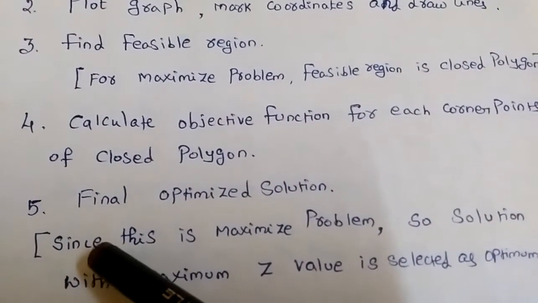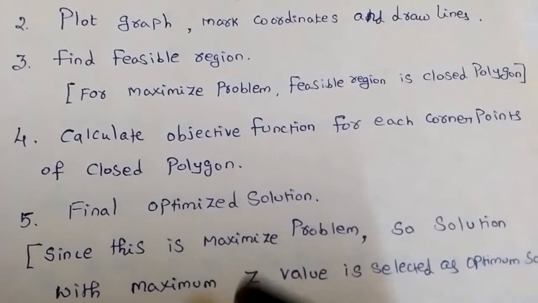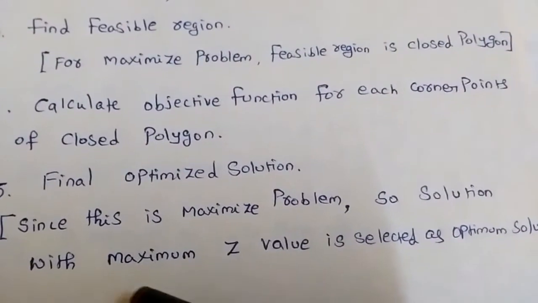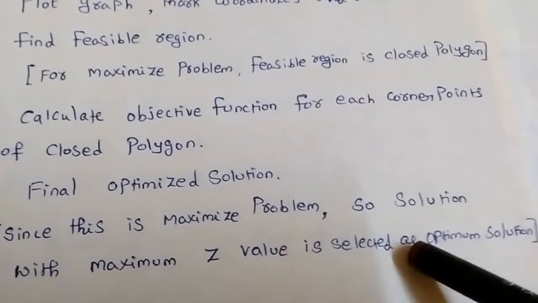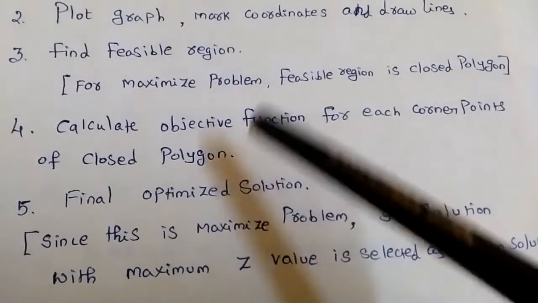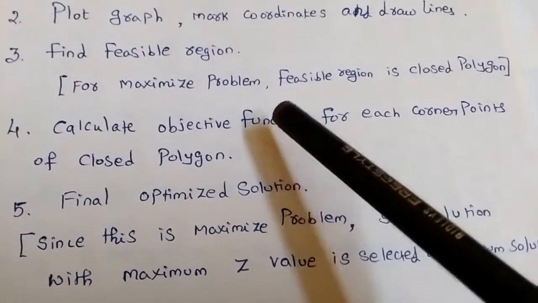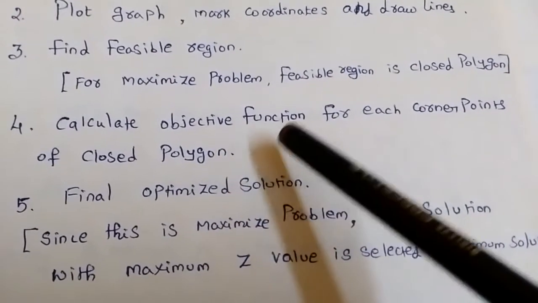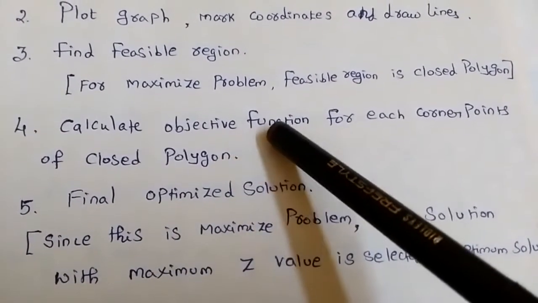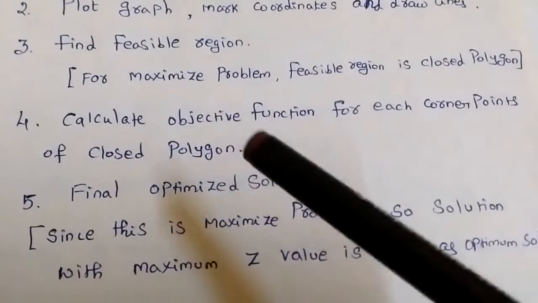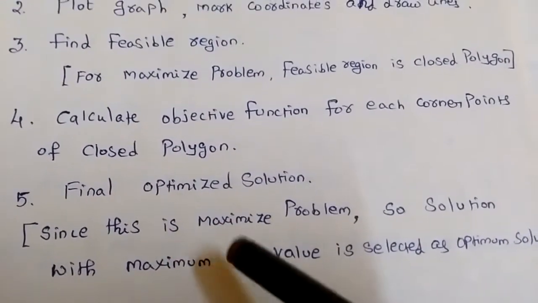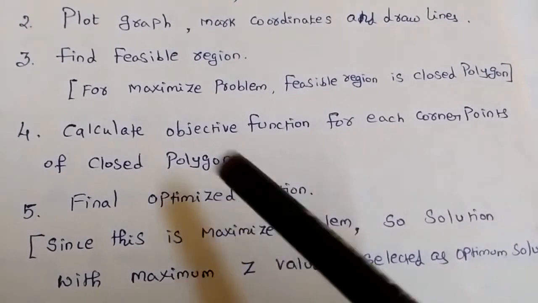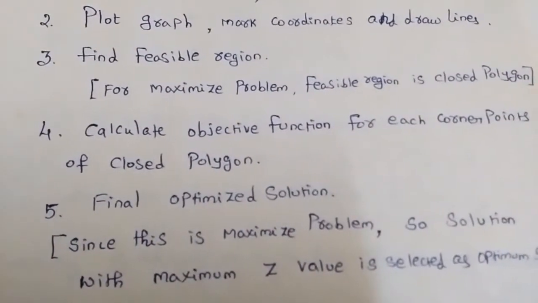What is the condition here itself? Since this is a maximize problem, the solution with the maximum z value is selected as the optimum solution. For a polygon, if we have four corners, in the sense 4 objective function values கிடைக்கும். From that, select the one which is having the maximum z value. That is the optimized solution for the maximization LPP problem.